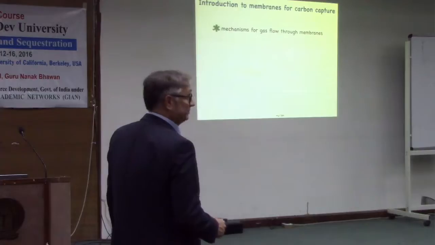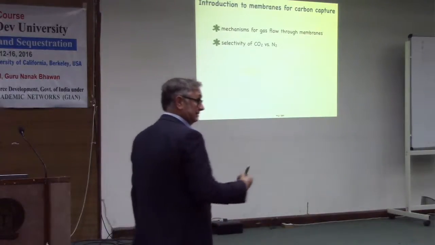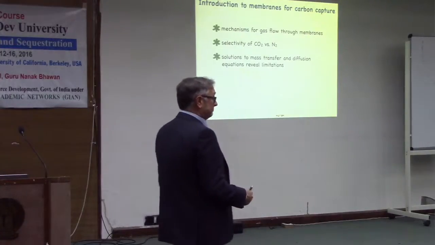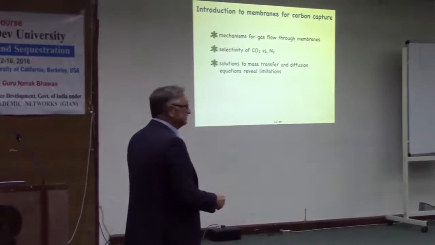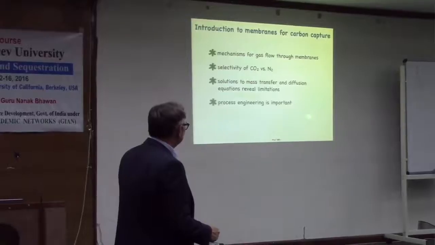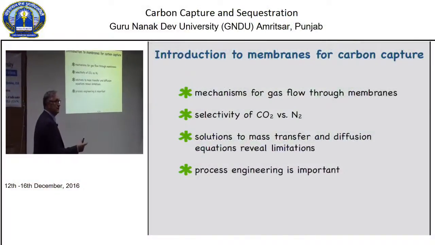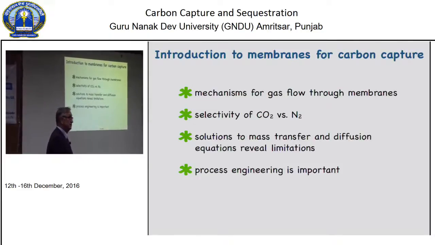I really need to understand the mechanism by which this happens. I need to measure the selectivity of this thin film to pass one versus the other. As Professor Bhatti has been talking to us about, understanding mass transfer and diffusion reveals that there are limitations to how far these can go. But it turns out that process engineering is the most important thing. So I'm going to spend our time today on membranes, really talking as much as I can about process engineering because it's a huge surprise.